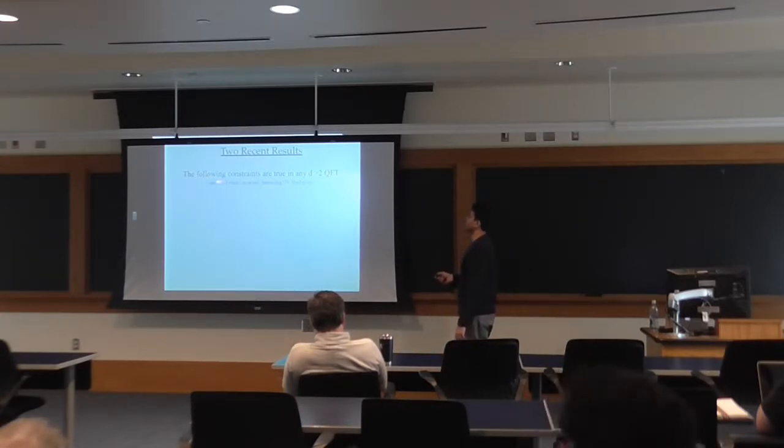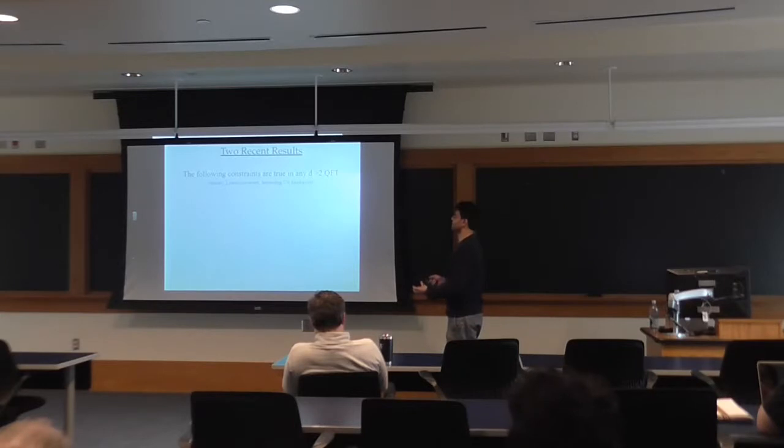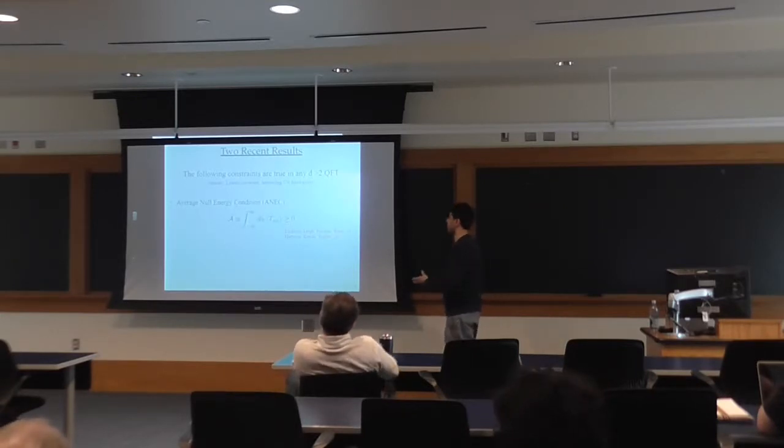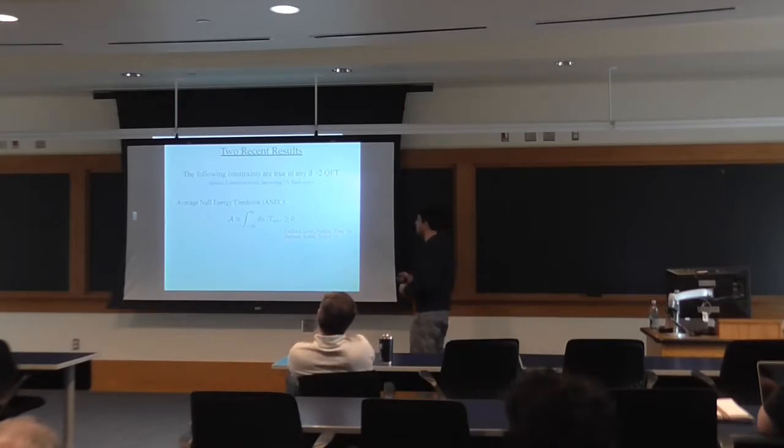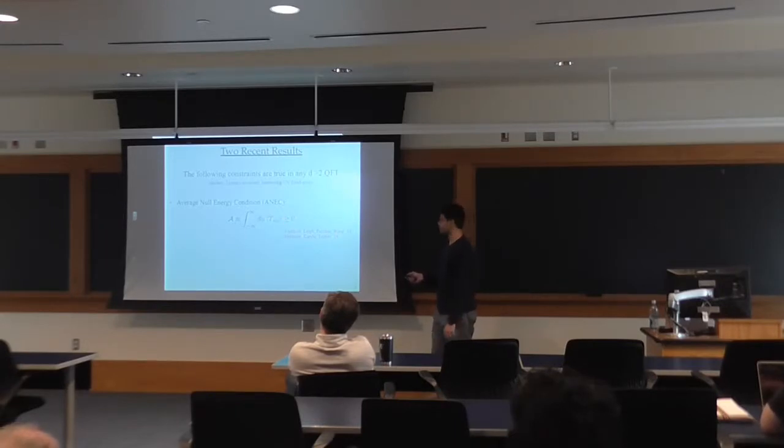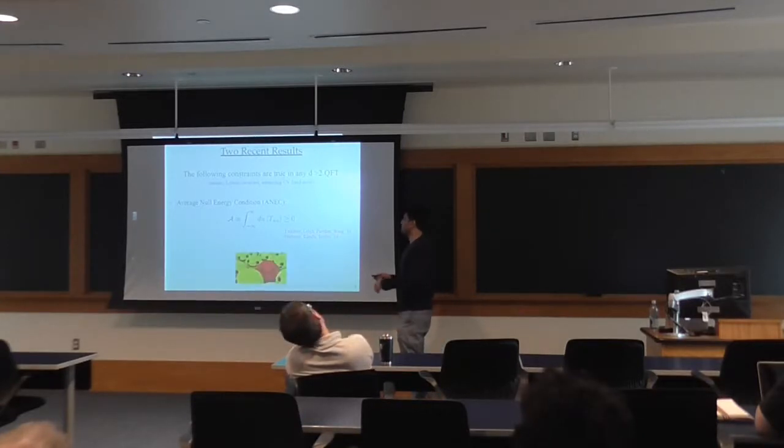The statement is that the following constraints are true in any D greater than 2 QFT with the assumptions that I've just mentioned. And the first of these results is the average null energy condition, or ANEC. So what is this statement? The statement here is that, okay, at a particular point, T_uu is not greater than 0, but if I integrate it along an entire null line, then that quantity, or that average, must be greater than or equal to 0. And so I'm going to use this abbreviation a lot, this curly A, to abbreviate this integral. And the statement of the ANEC is just that this operator A is greater than or equal to 0.